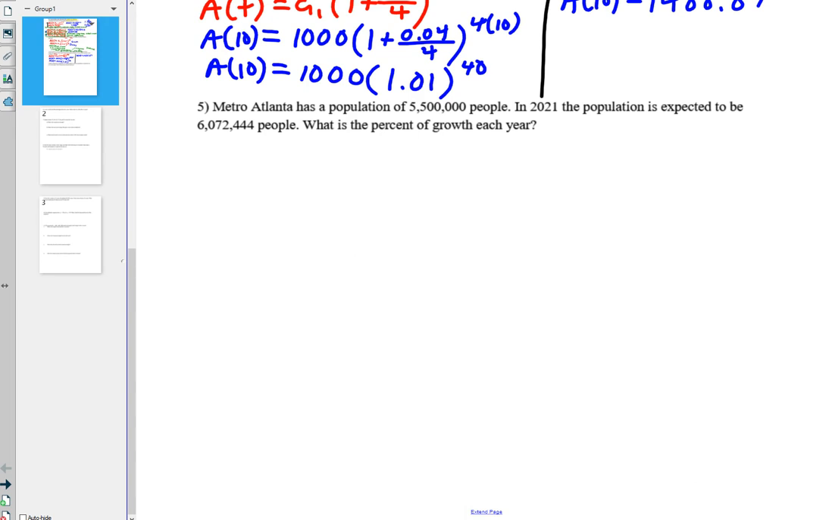I don't like this question because it doesn't say a beginning time. Let's just do this. I have a feeling that when this question was written, it was not written in 2019. I have a feeling that this was written before, but let's just assume it's current, okay, that it is 2019. So if it's 2019, I put my final amount first: 6,072,444 is equal to the initial amount, which is 5,500,000.